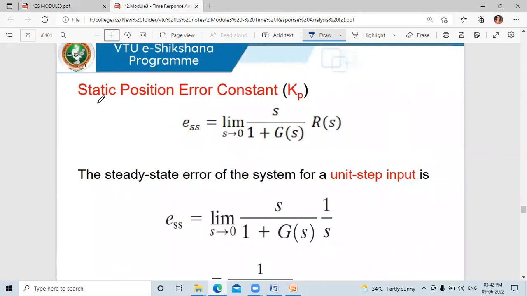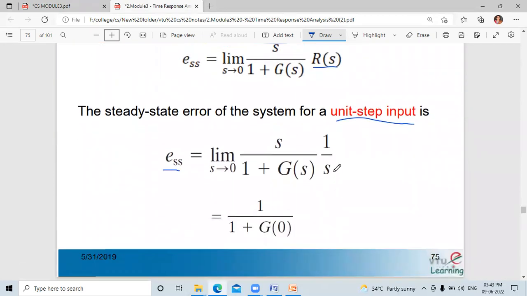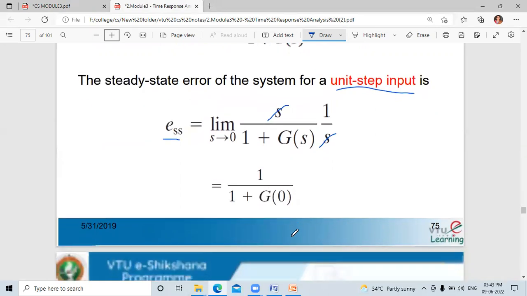Okay, static position error constant, that is Kp. ESS equals limit s tends to 0, s divided by 1 plus G of S into R of S. This is the standard steady state error equation. Now, the steady state error of the system for unit step input: what is the value of ESS? Limit s tends to 0, s divided by 1 plus G of S into 1 by S, because unit step input is 1 divided by S. I have substituted, so here S will be cancelled. So we get 1 divided by 1 plus G of 0.